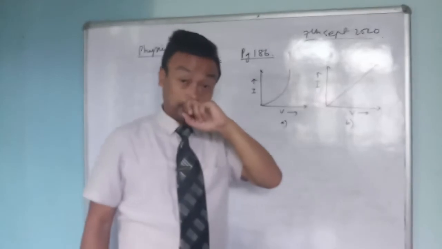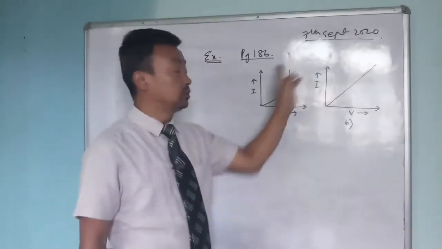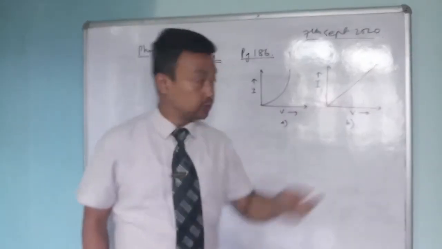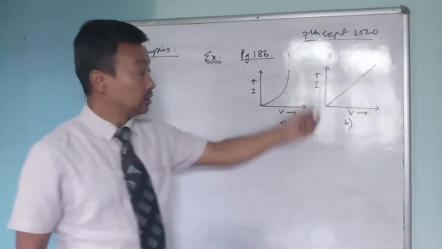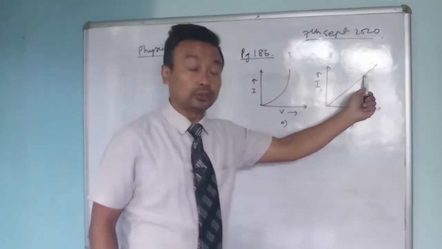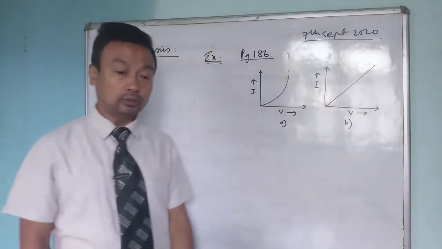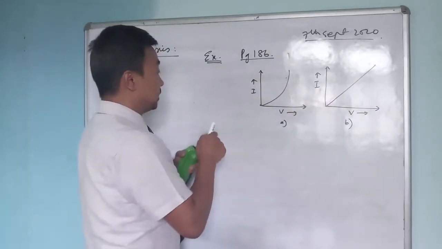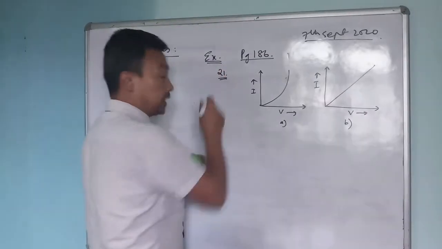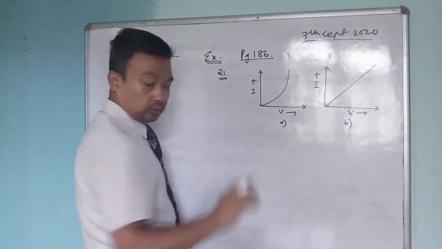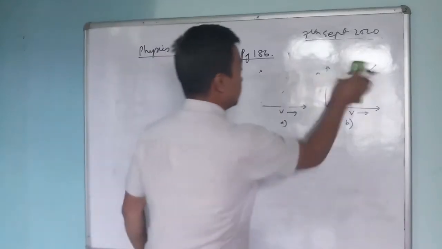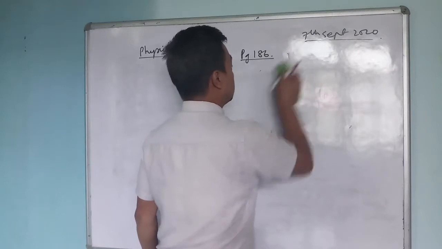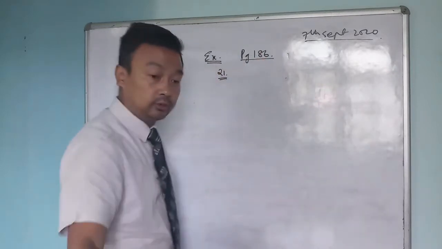So what is the difference? Why is it a non-ohmic resistor? Because it is a curve. And why is it an ohmic resistor? Because it is a straight line. Straight line means the resistance is constant, and here the resistance is not constant. Alright, this is question number 21. You have to do this. Likewise, there is one more question which is very simple. All of these questions will carry 2 marks, and sometimes 3 marks.